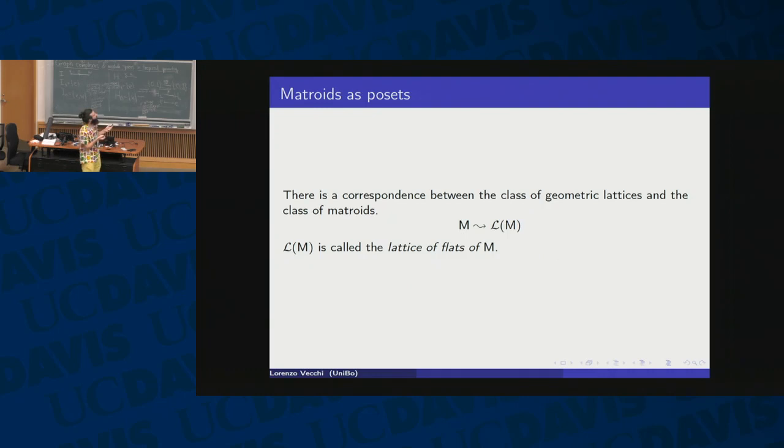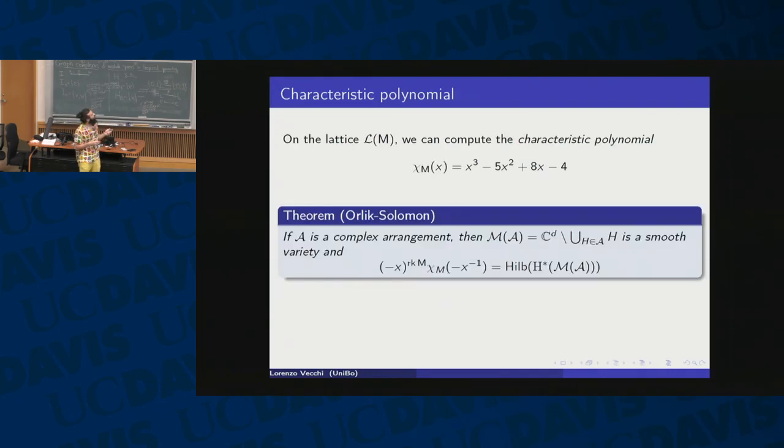And if I look at a real arrangement, the complement is just a number of chambers, so you want to count how many connected components the complement has, and if you plug -1 inside of the characteristic polynomial, you get that. If you plug 1, you always get 0. That's why we can divide by x minus 1 to get the reduced characteristic polynomial. If the matroid is graphic, the characteristic polynomial is basically the chromatic polynomial of the graph. So it counts a lot of stuff. So it's a very interesting polynomial for many different reasons.